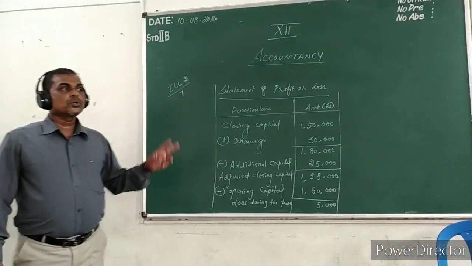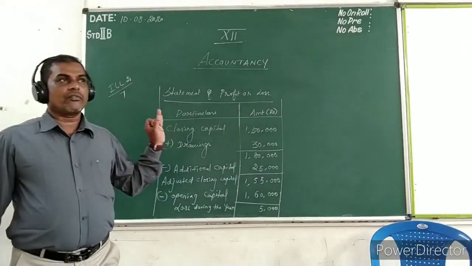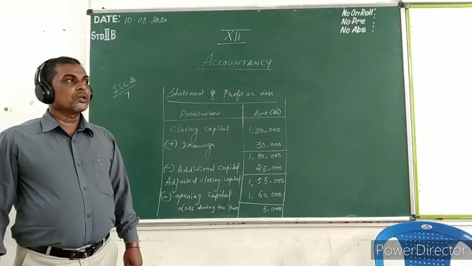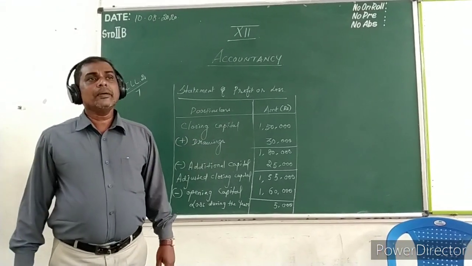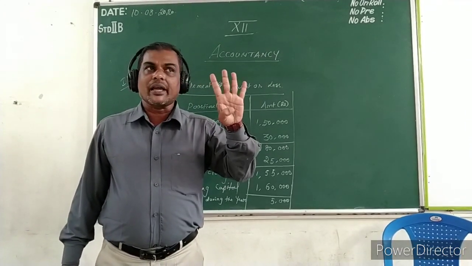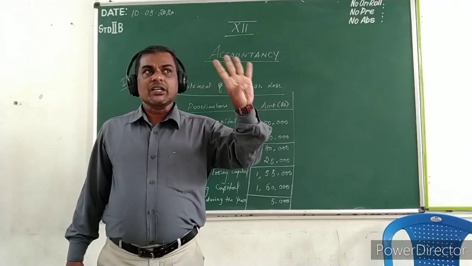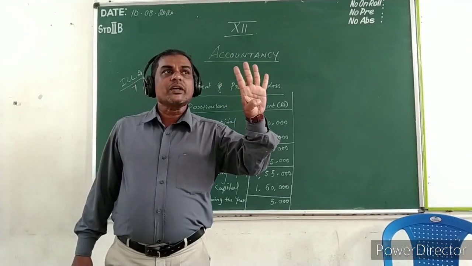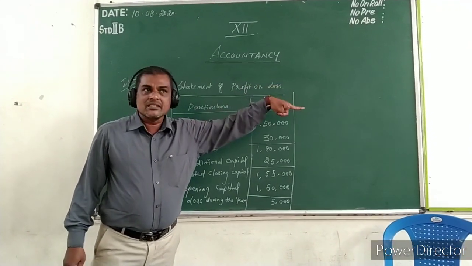Now we have seen two examples. One example is for profit and another example for loss. Now let us continue the same type of sum with missing figure. It means usually to find out the profit or loss, we need four items. What are they? Opening capital, closing capital, additional capital and drawings. With the help of these four details only we can find out the profit or loss for those who are following the single entry system.